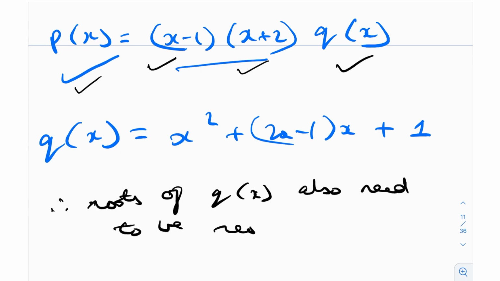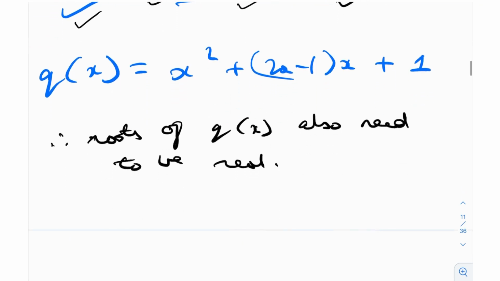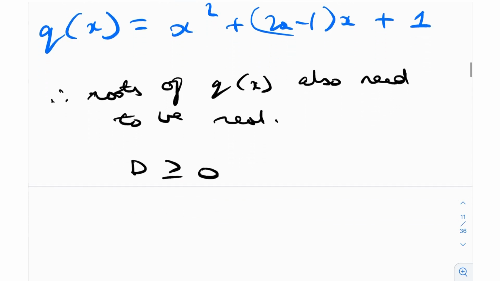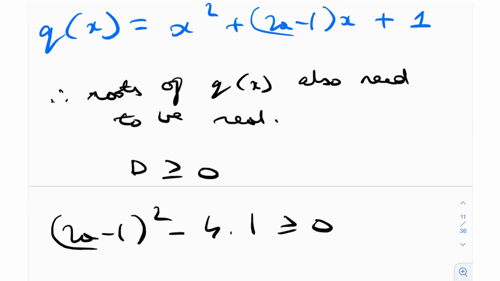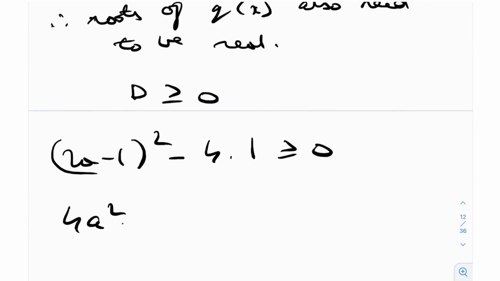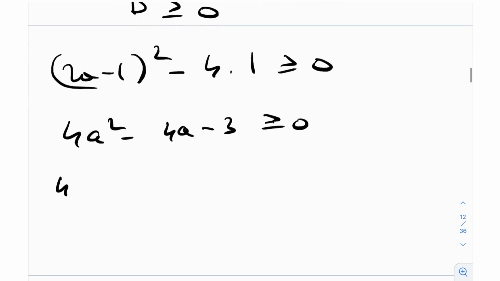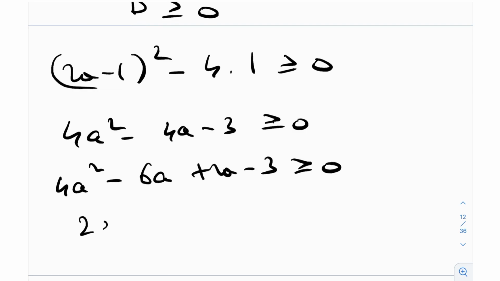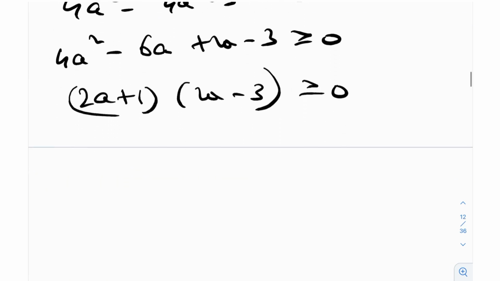And this is great because q of x is a quadratic polynomial and we can deal with quadratics a lot easier. So basically the discriminant needs to be greater than or equal to 0. So basically (2a minus 1) squared minus 4 times 1 needs to be greater than or equal to 0. I just open this up, I'll get 4a squared minus 4a minus 3 greater than or equal to 0. I can easily factorize this by splitting the middle term into negative 6a and 2a. So this very nicely factorizes as (2a plus 1)(2a minus 3) greater than or equal to 0.